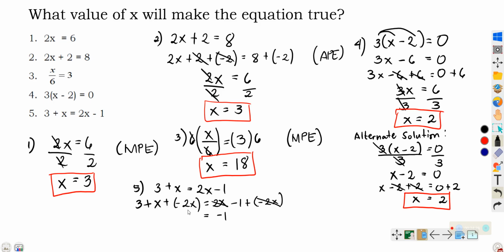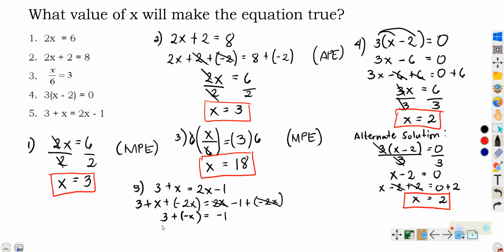I-combine po natin yung similar terms dito. Since parehas x yung variable nung dalawang term or yung literal coefficient, similar terms yan. So, we have 1x plus negative 2x. 1 plus negative 2 is negative 1. Therefore, magiging negative x po siya. Okay? Tandaan na, 1 plus negative 2 is negative 1, kaya negative x ang sagot. And then, meron pa tayong plus 3.